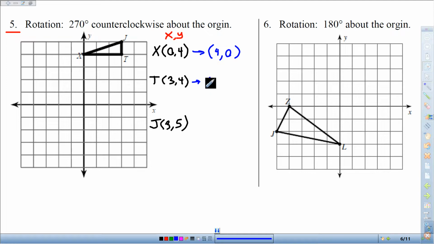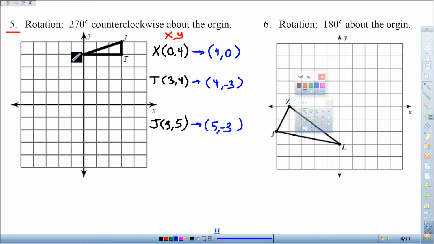Let's try it with t. Swap the two numbers, 4 comma 3. Original x is a positive 3. Now it's a -3. And then j, same idea. Swap the numbers, 5 comma 3. Original x is a positive 3. Now it's a -3. I always feel the need to say this: these x values just so happen to be positive, so they turn negative. But if they had been negative, they would have turned positive. You change the sign. So here are the coordinates of my 270.